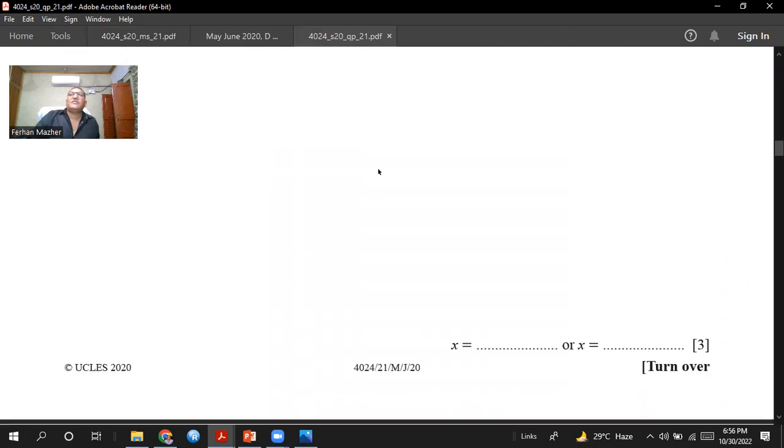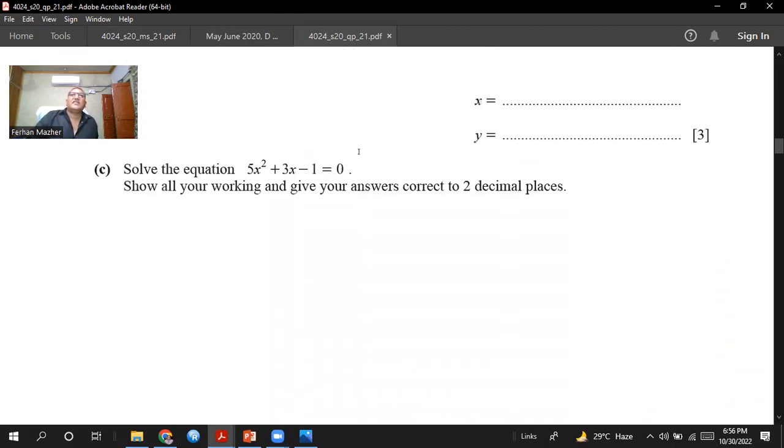Then we have another 3 marks question, and it says solve the equation 5x squared plus 3x minus 1 equals to 0. Show all your working and give your answer correct to 2 decimal places. He's already telling us that the answer will be correct to 2 decimal places. You have to write the answer up to 2 decimal places. So it means that the roots, the solutions of this equation, are not integers. They are going to be decimal fractions.